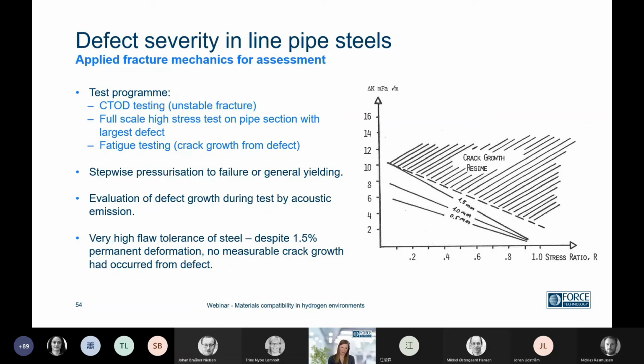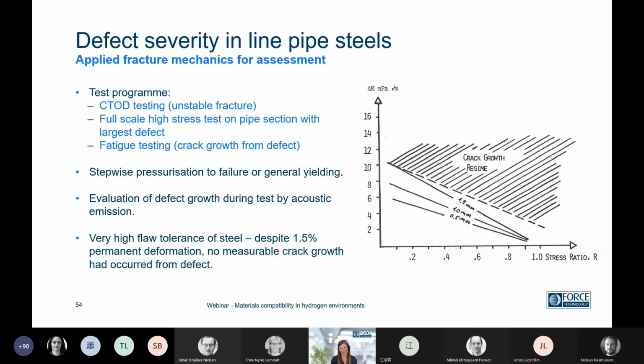Then we did a full-scale test with high stresses on a pipe section with the largest defect observed, and then fatigue testing. The full-scale test was a stepwise pressurization to failure or general yielding. What was found, you can see in the plot to the right: a crack growth regime as a function of stress ratio and delta K was established. But actually defects at 1.5 millimeters or below did not cause cracks to grow.